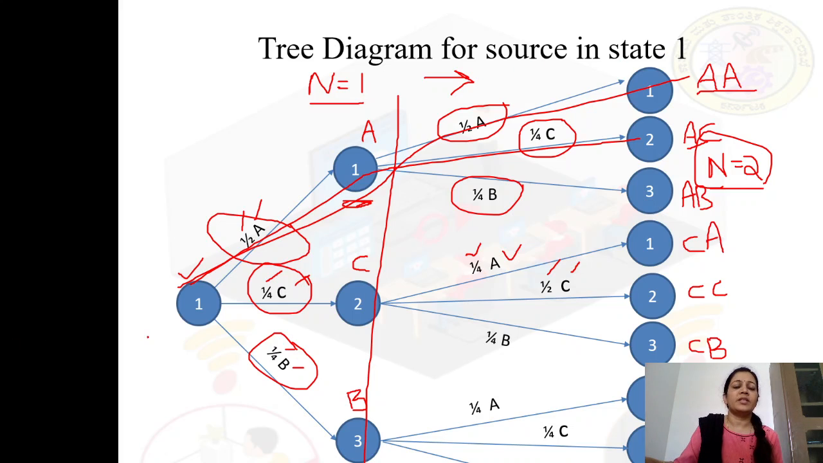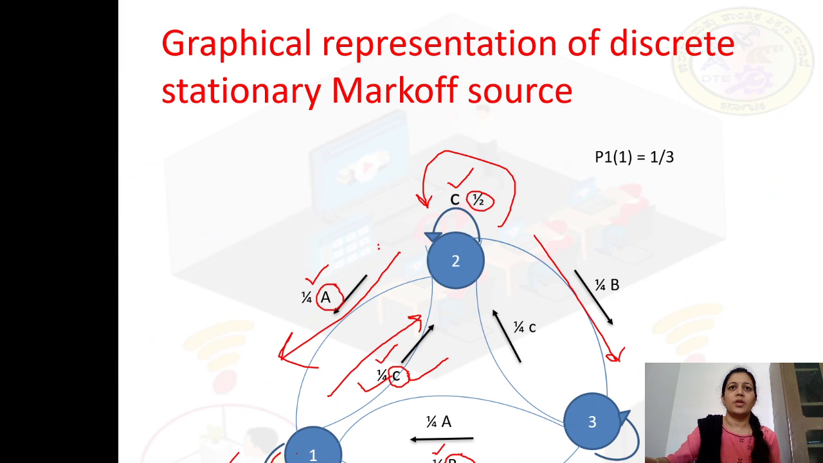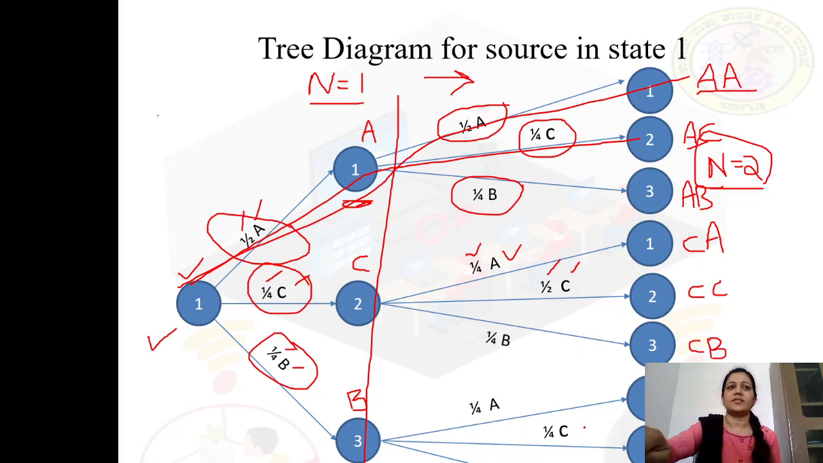So here we are assuming that it is initially in state 1, and the next level can be 1, 2 or 3, and its successive level can be any of these. But that might not be the case. Initially your source can be in state 2 also, right? It is not necessarily in state 1. It can be in state 2 also, or it can be in state 3 also, right? So we have to consider all the possibilities.